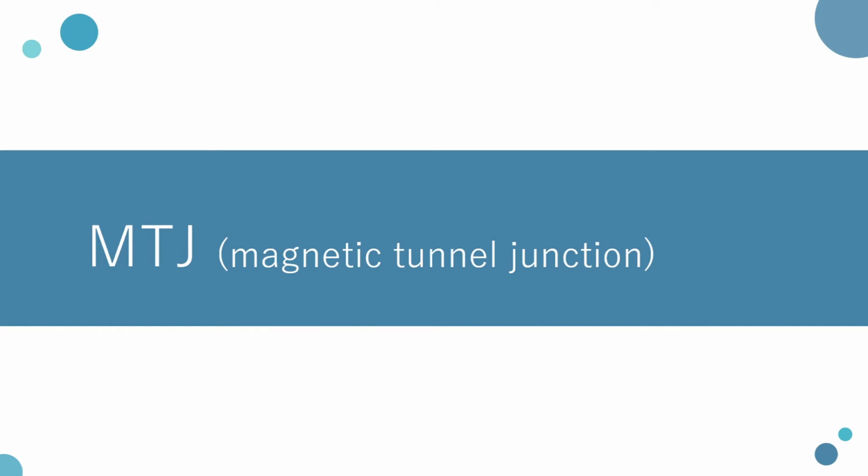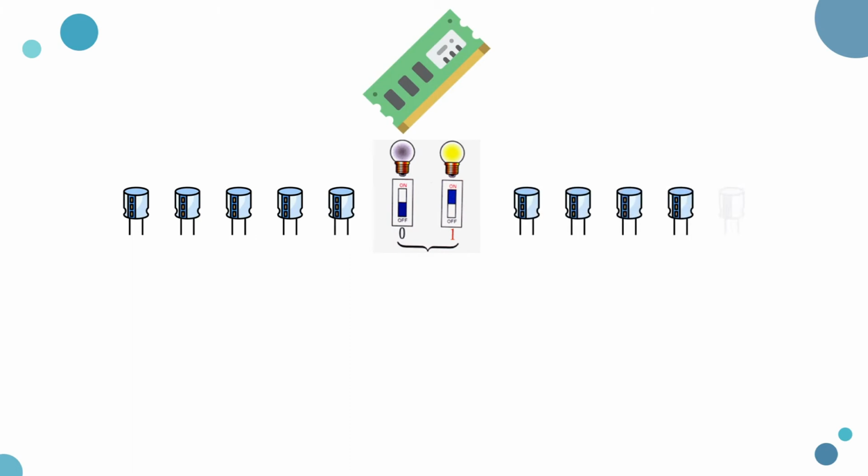For this part, I am going to introduce the magnetic tunnel junction, which is a basic unit of MRAM. Firstly, I want to introduce what a RAM is.